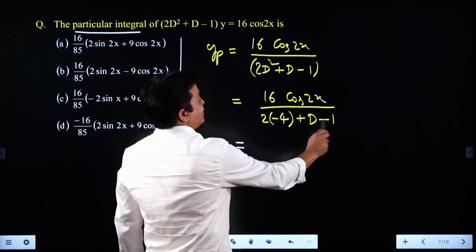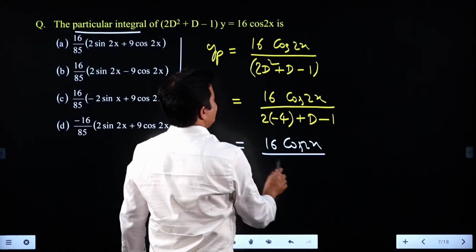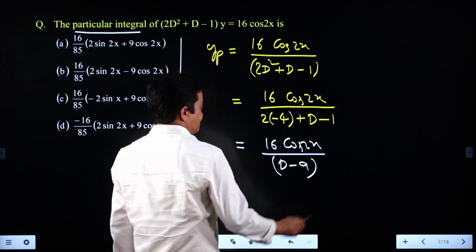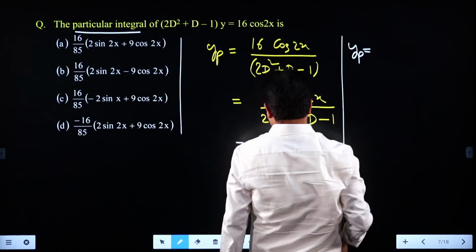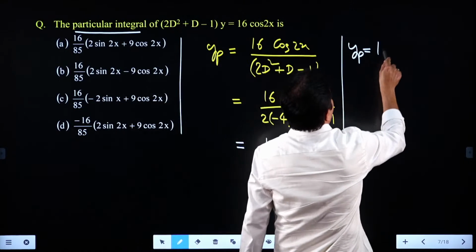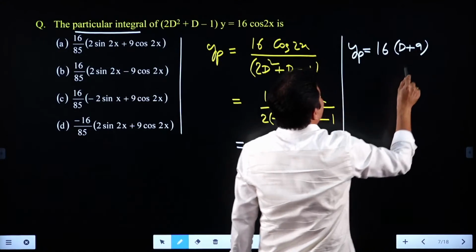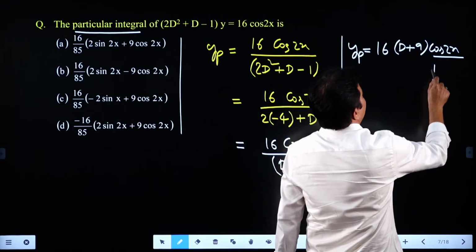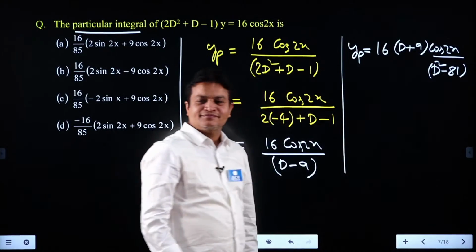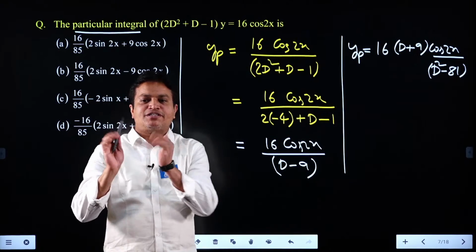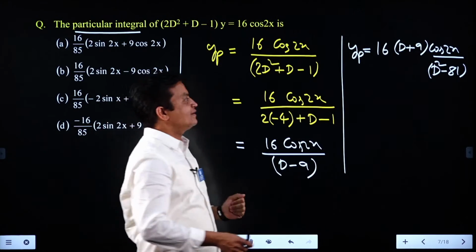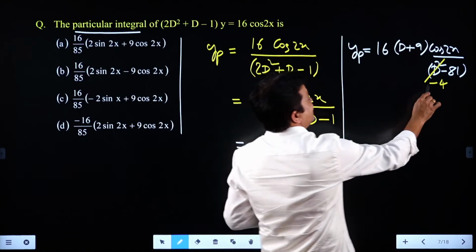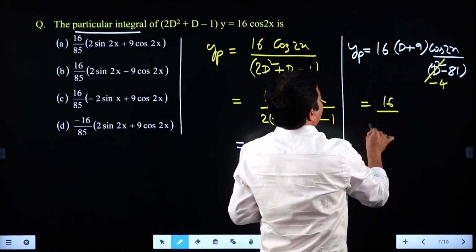Then it is minus 8 minus 1. 16 cos 2x by d minus 9. Again I get a d term needing rationalization. So in the next step I continue here. Since d minus 9 is there, you multiply with d plus 9, both numerator and denominator. Then cos 2x by d plus 9, and d minus 9 multiplied by d plus 9 gives d square minus 81. If you multiply both numerator and denominator, the value will not be changed. This is called rationalization. Again you can replace this d square by minus a square, meaning minus 4. So minus 4 minus 81, 16 by minus 85.